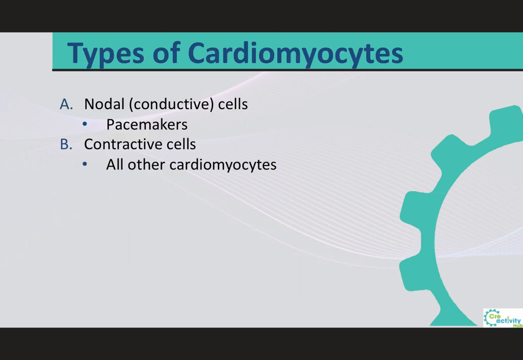There are two main types of cardiomyocytes, or cells that belong to the cardiac tissue. These are the nodal cells, which can also be called conductive cells, and the contractive cells. The nodal cells are what we call the pacemakers. So these are the ones that will set the tone. And the contractive cells are all other cardiomyocytes. On this specific learning outcome, we will be covering just the nodal cells, and on the next learning outcome, we will talk about the contractive cells.